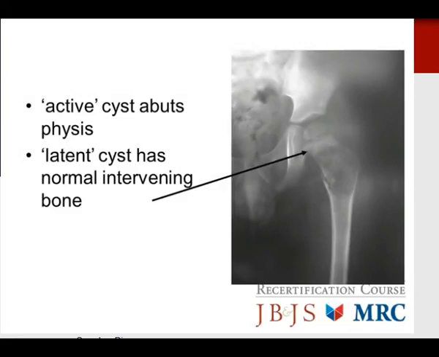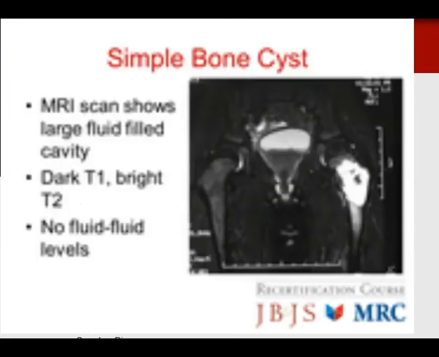Active lesions abut the physis. Here is a latent lesion that has normal intervening bone. It may be important to differentiate the two in that an active lesion may require more aggressive treatment. A latent lesion may be followed and allowed to heal and just observed over time.